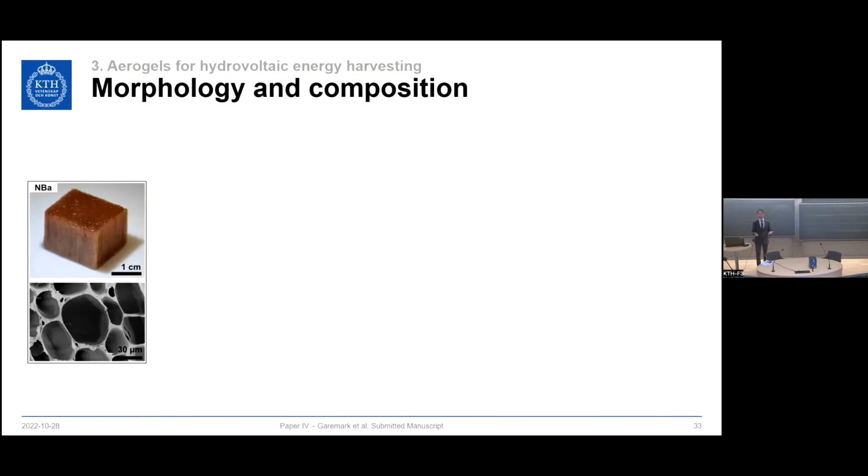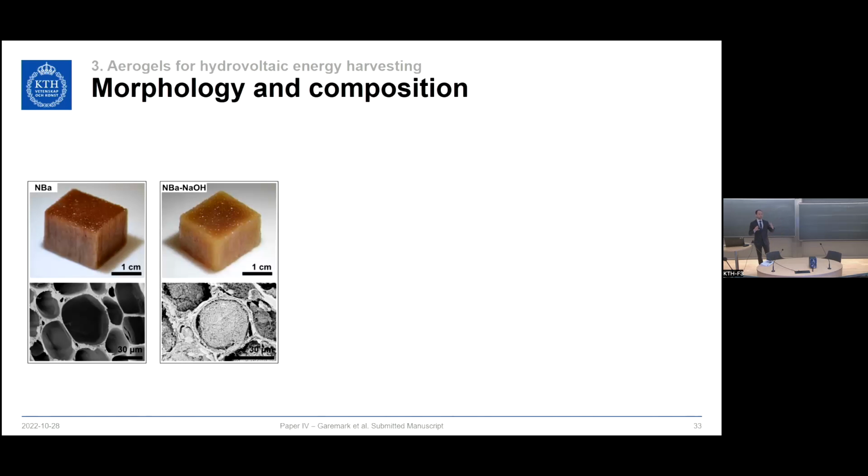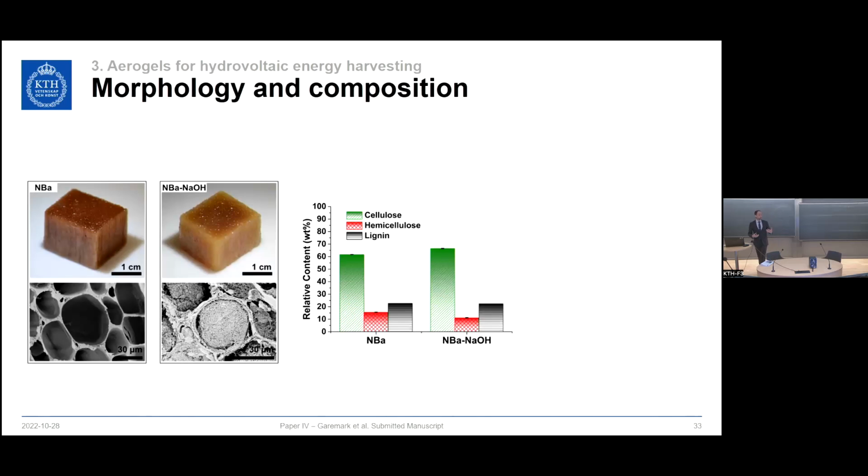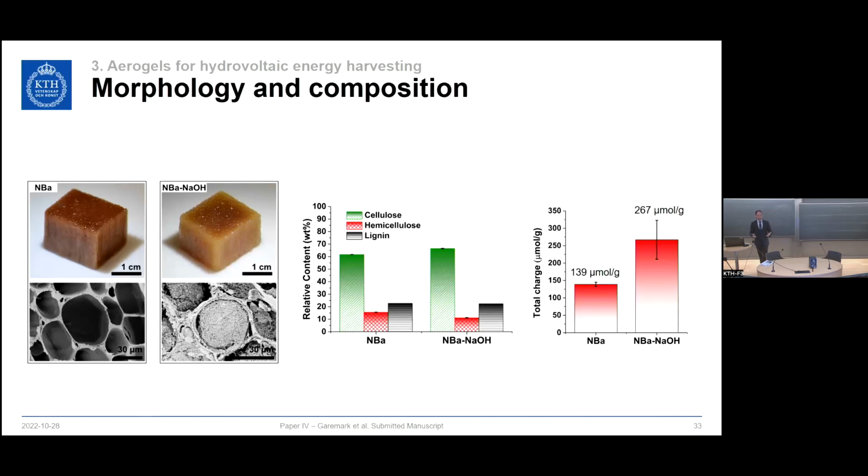So if we first look into the morphology, we see that firstly we have native balsa wood. We then perform the hydrogel treatment, in which we form the lumen hydrogels. And then if we look at the relative content of hemicellulose, cellulose, and lignin, we can see that we have a decrease of the hemicellulose content, but overall it's fairly similar. We also see that the sodium hydroxide is affecting the chemical structure, in which we could obtain higher total charge in the hydrogel.